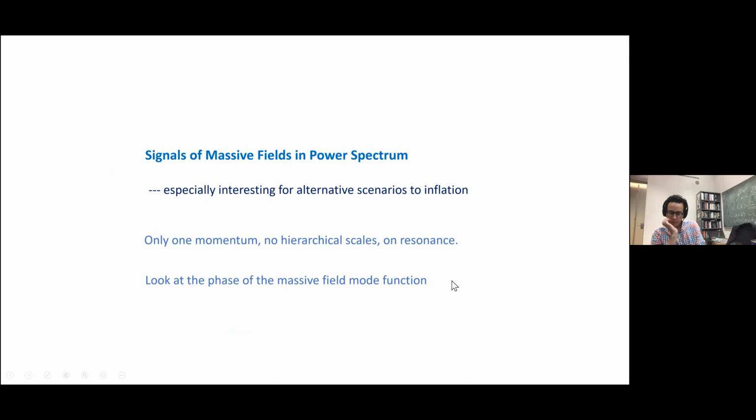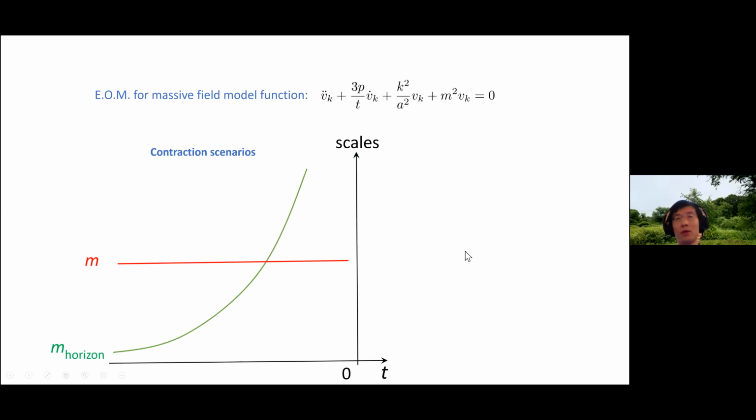Okay, so now we ask what happens in the power spectrum, because in alternative to inflation scenarios, the Lagrangian itself does not have a shift symmetry. The scale invariance in density perturbations is caused by construction. So this is especially interesting for alternative scenarios to inflation. But if we look at the power spectrum, we only have one momentum and no hierarchical scales. So there should be no resonance. So we have to look at the phase of the massive field mode function.